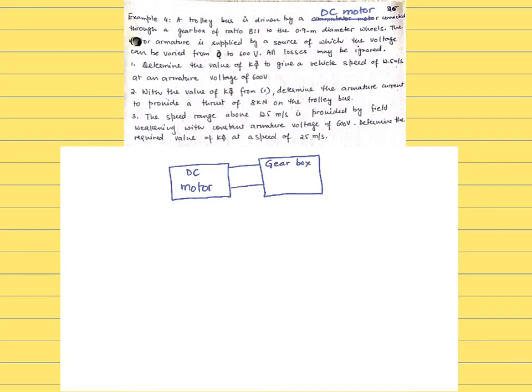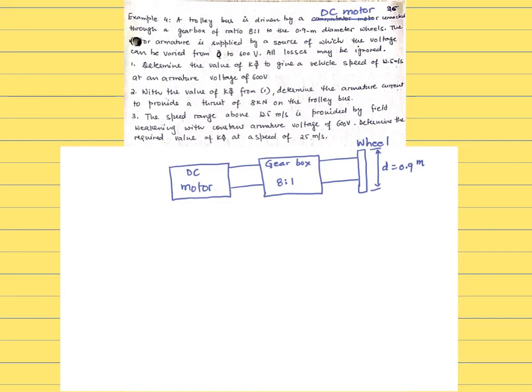And that gearbox has a ratio of 8 to 1. Soon I'm going to explain what that means. This motor is connected to a wheel in here. So this is a wheel, and the wheel diameter is 0.9 meters.